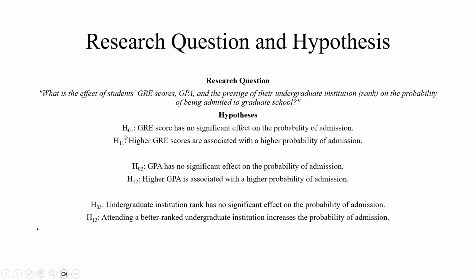The first null hypothesis is that GRE score has no significant effect on the probability of admission. Alternative, they are associated. The second null: GPA has no significant effect on the probability of admission. The alternative, it is associated. The third null is that undergraduate institution rank has no significant effect on the probability of admission.